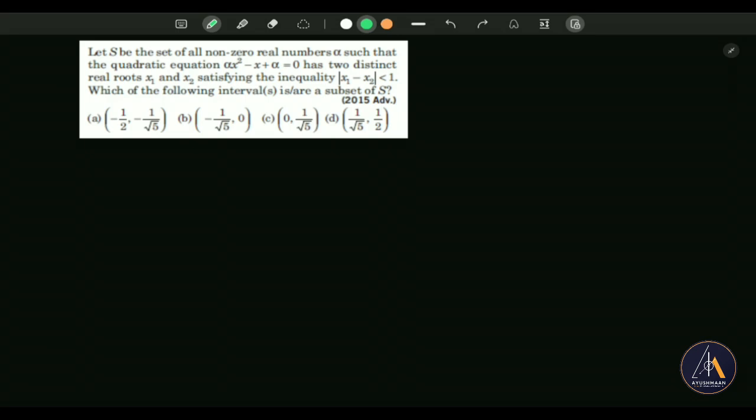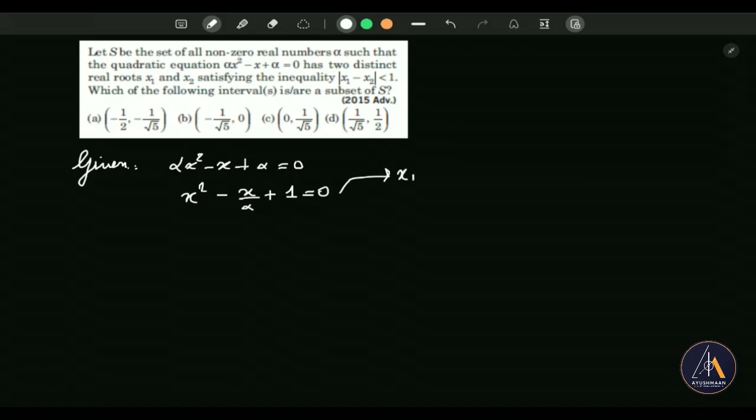So the given quadratic equation is alpha x square minus x plus alpha equals to 0. So we can write it as x square minus x by alpha plus 1 equals to 0. This has two roots x1 and x2. So from here I can say that sum of roots x1 plus x2 equals to 1 by alpha and product of roots x1 x2 equals to 1.